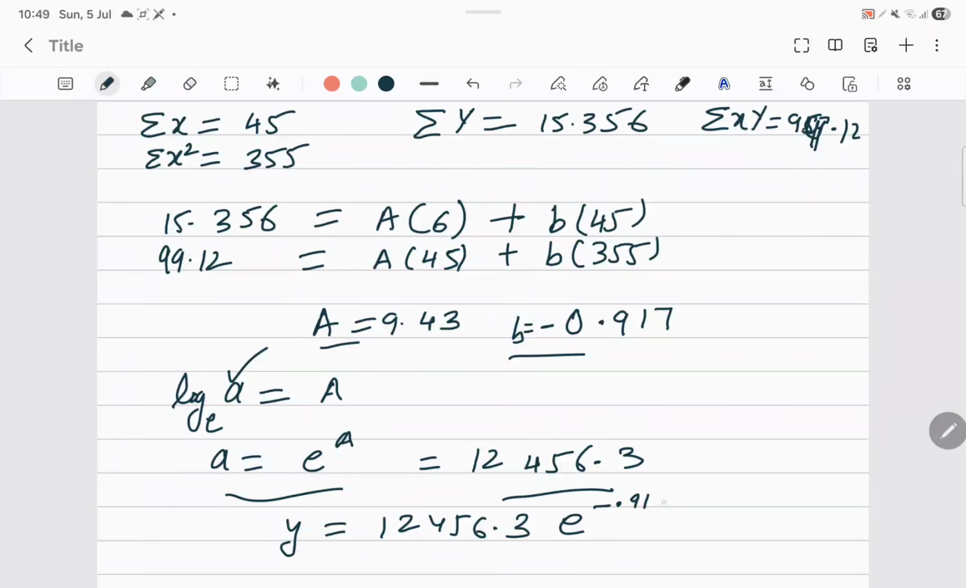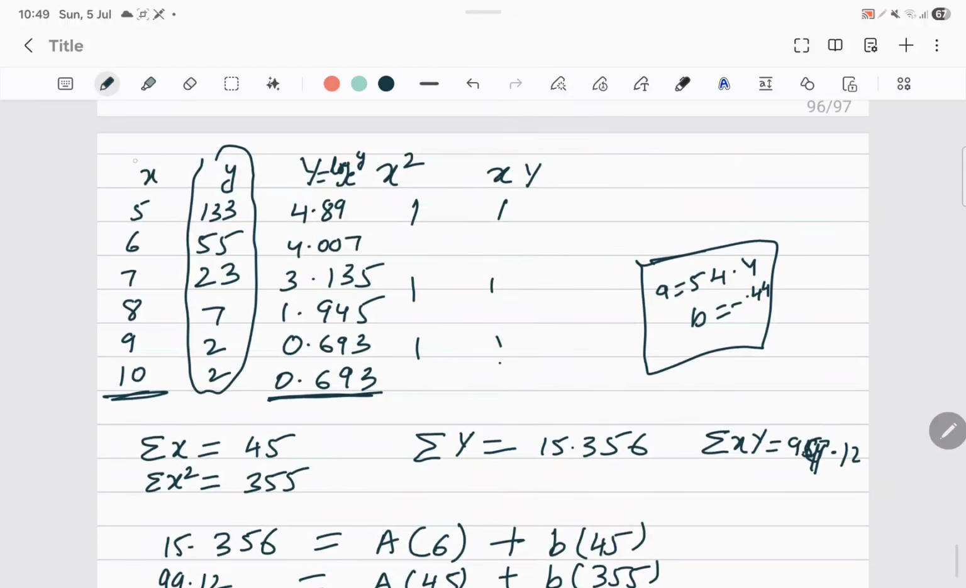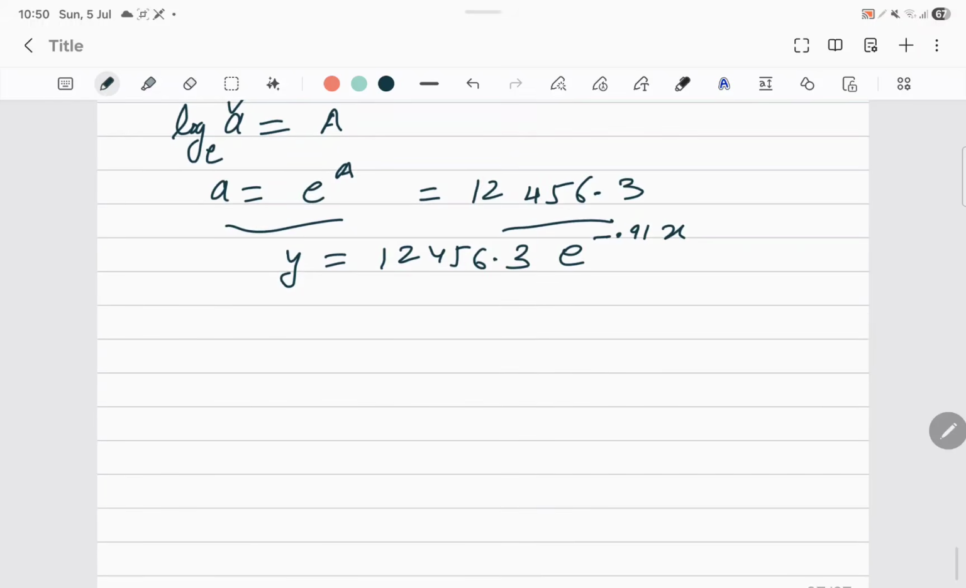Minus 0.91. See, while solving in the calculator, I took this x value and this y value, and that's the reason I got this a and b. But actually, for the final answer, I should take this x value and this y value. But for the summation, you need to take this value, so be very particular. When you are doing the summation, you are taking this value. But for the final A and B value in the calculator, you should take this y value. Then you will get the correct answer. Okay. Now let's move to the next question.